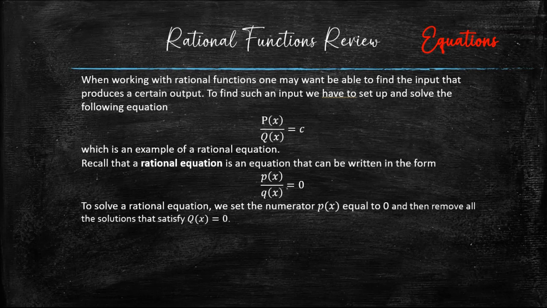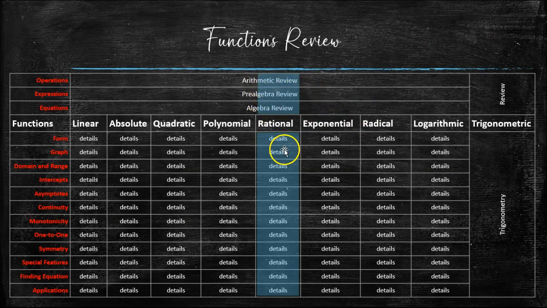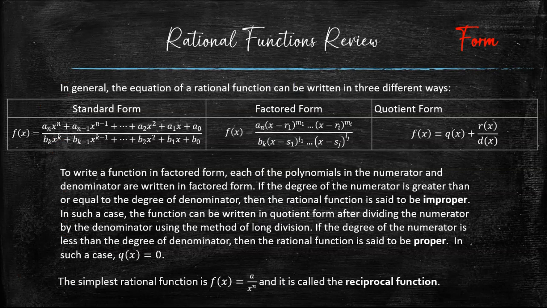Now that we finished the conversation about the prerequisites, let's start answering all of these questions. And let's start with the conversation about the form. Rational functions can be written in 3 different ways. Standard form, it's named after the standard form of polynomials involved. Factored form, also named after the factored form of the polynomials that make this function. But in addition, we also have a quotient form.